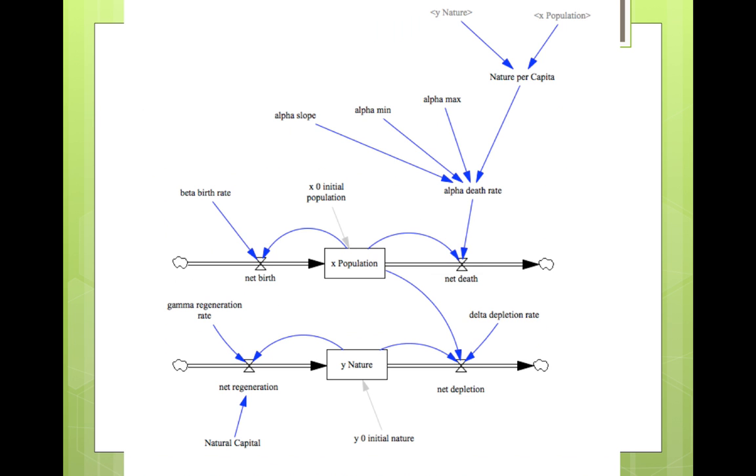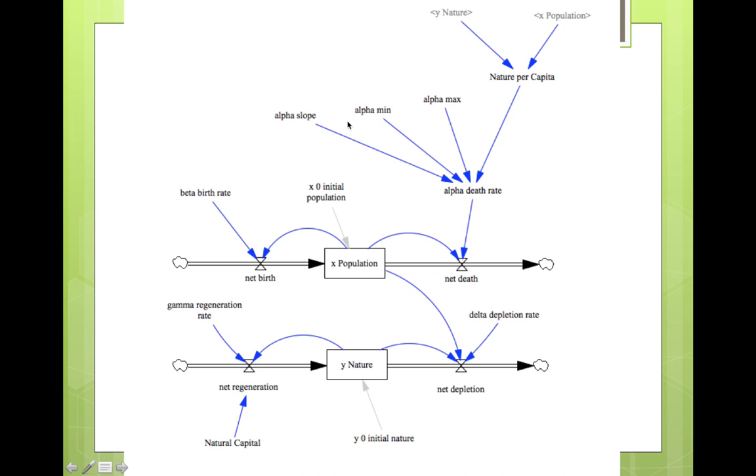This is a little bit of the schematic of the model we're going to be discussing. There are two stocks, population and nature. Population has births and deaths, and the births are driven by a birth rate. The deaths are driven by the availability of nature. There's a nature per capita variable that is found by essentially a ratio of the nature to the population, and that drives the death rate of the population.